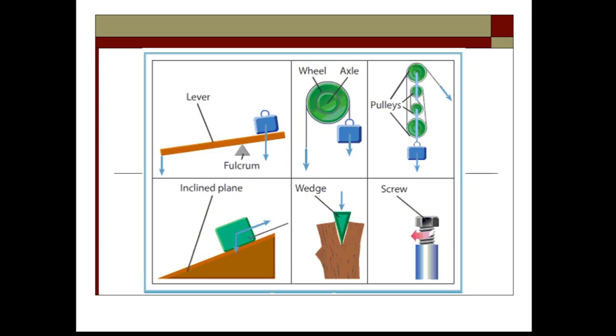An inclined plane we just talked about, that's like a ramp. A wedge is like an axe or a knife. It's a double inclined plane, and it comes to a point at the end, and that's what is used to cut. And a screw is a screw.